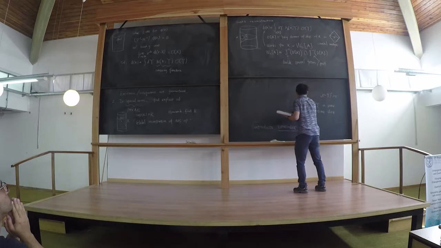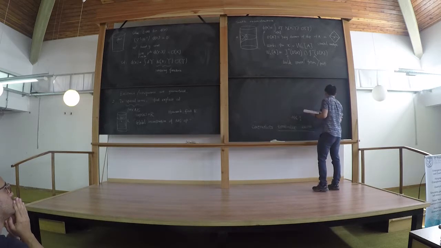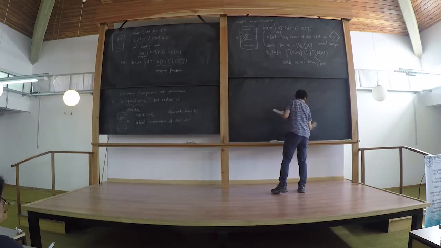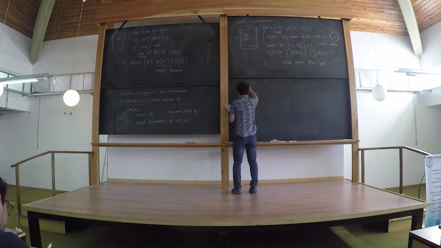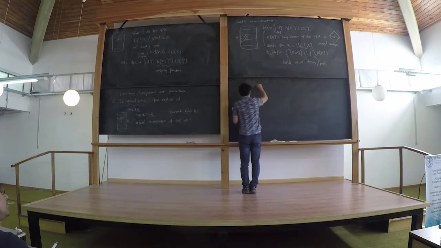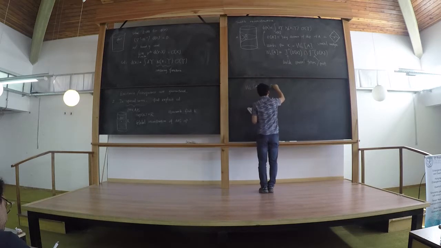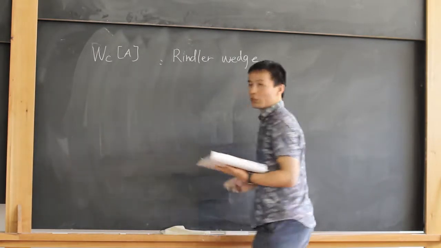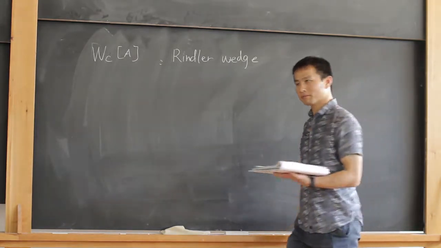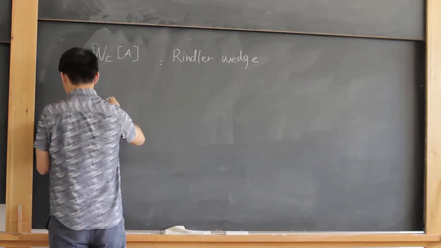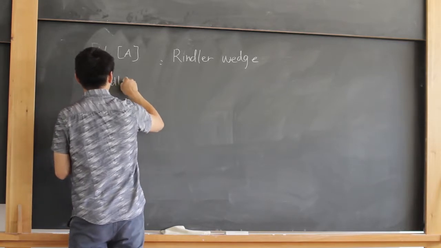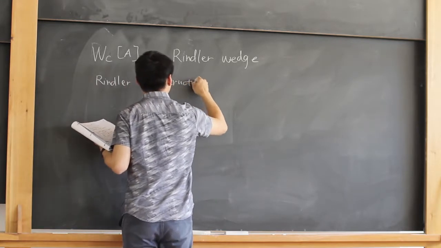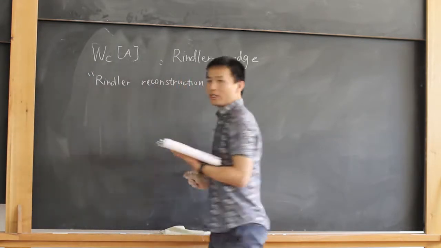In the case of pure ADS, and if we choose the region A as a connected region, as we have chosen so far, then the causal wedge of A is also known as the Rindler wedge because it's an ADS version of the Rindler space. So this is called the Rindler reconstruction, to be compared with the global reconstruction.